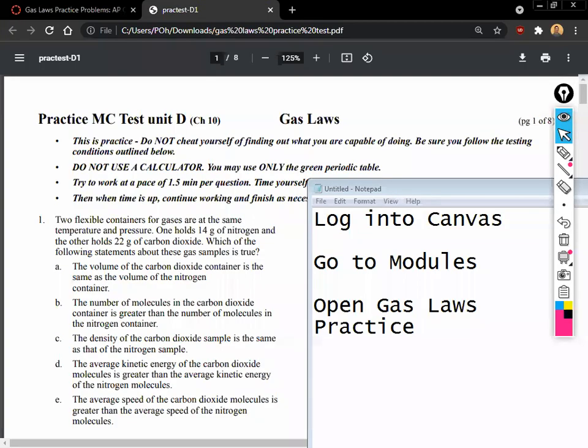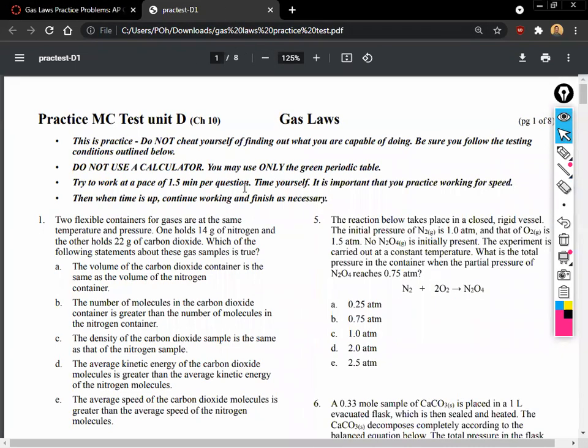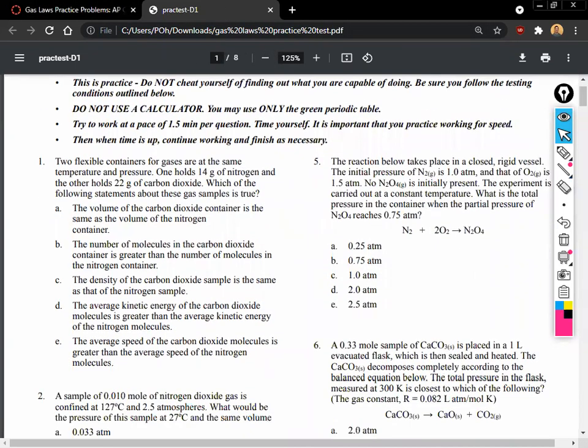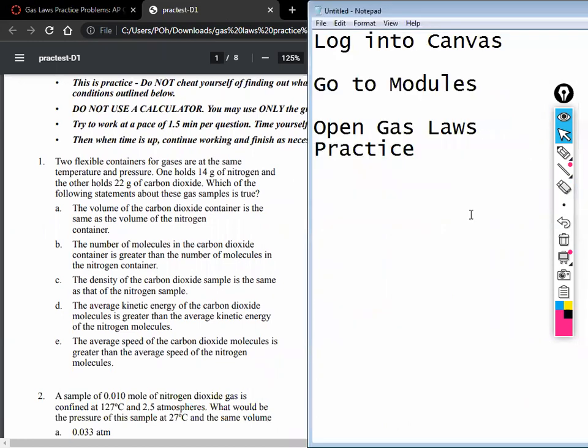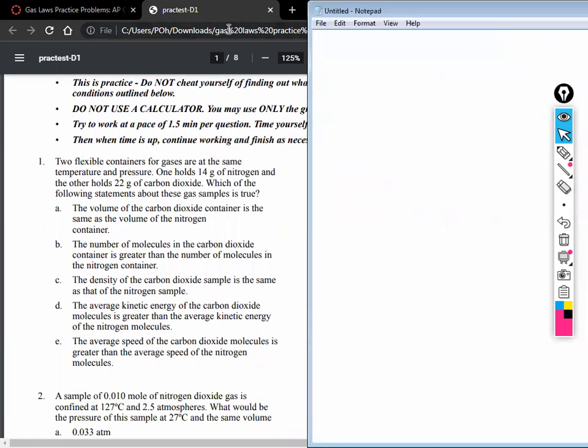Alrighty guys, so let's get started with number one. So I want you guys to just take a look at number one really quickly, okay? Now, a big part of the AP Chem test is being able to use the content that we learned in class and just apply it to these new situations.